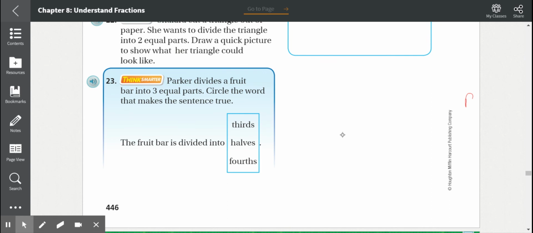Let's skip down to number 23. Parker divides a fruit bar into 3 equal parts. Circle the word that makes the sentence true. The fruit bar is divided into thirds, halves, or fourths. Remember, he divides it into 3 equal parts, and we call 3 equal parts thirds.